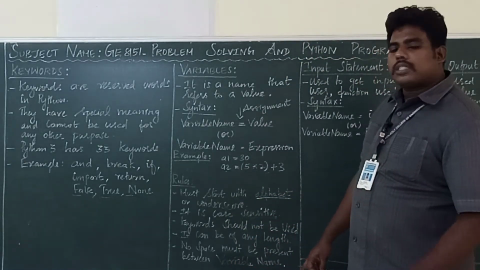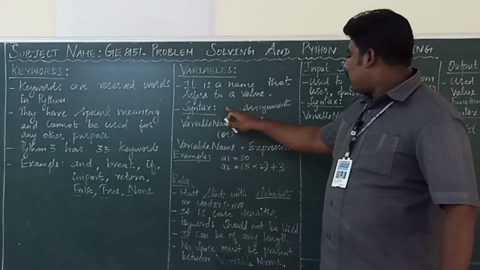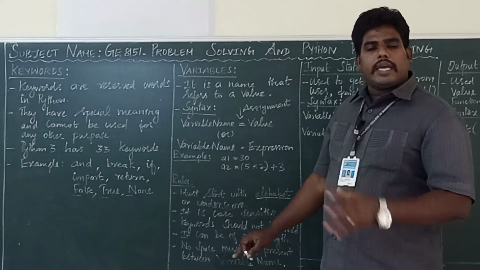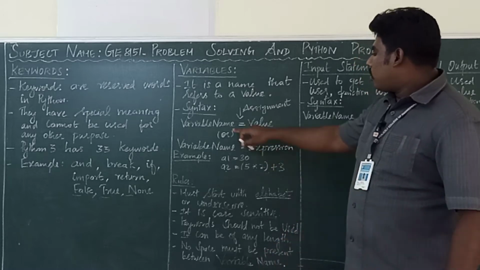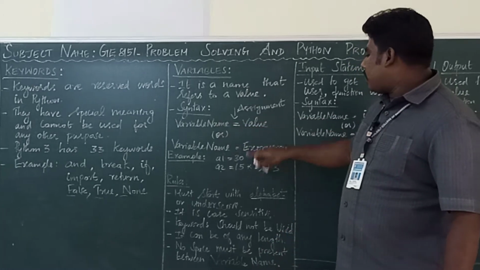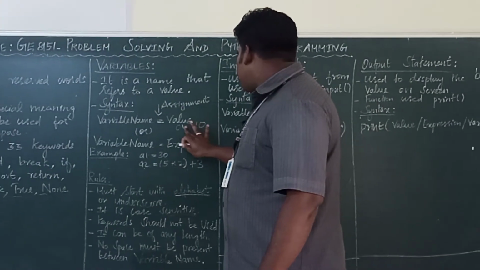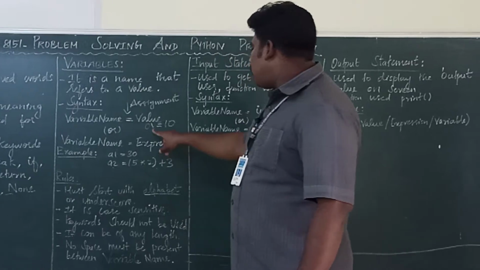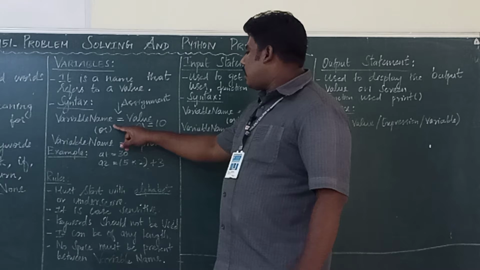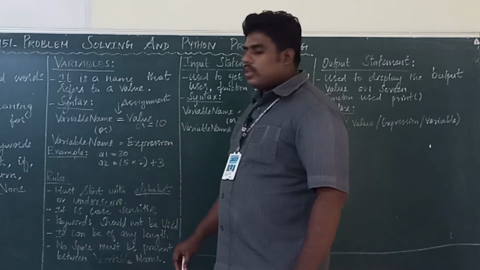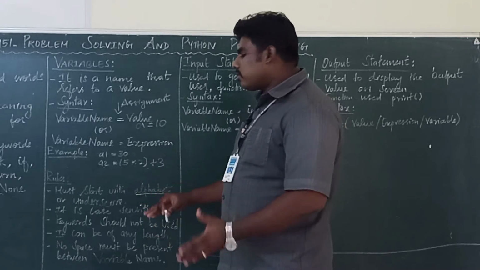See the syntax, used to give a name to the value. First the variable name, which can be any name, but you have to follow some rules and regulations. Variable name equal to value. For example, a equal to 10. Here a is the variable and 10 is the value. For writing variable names, you can write any names, but some rules are there.